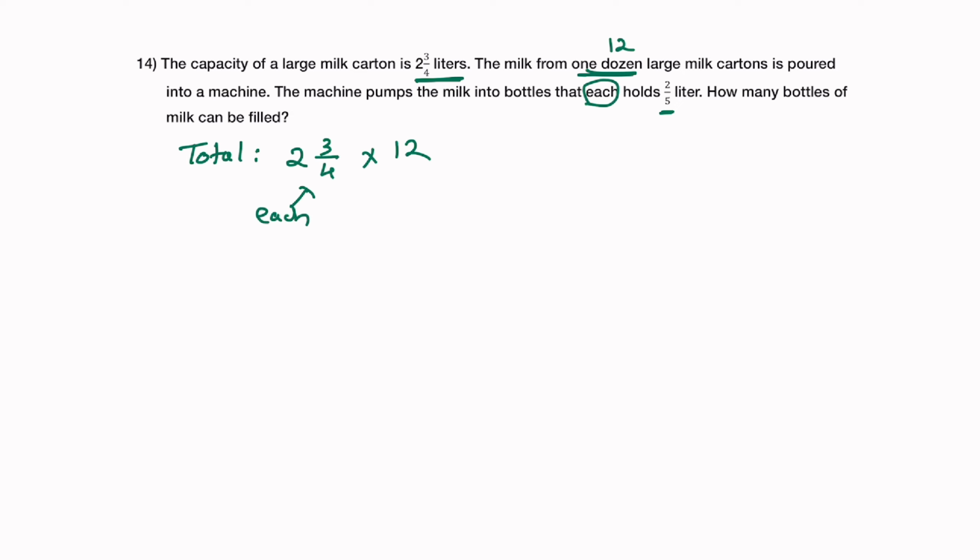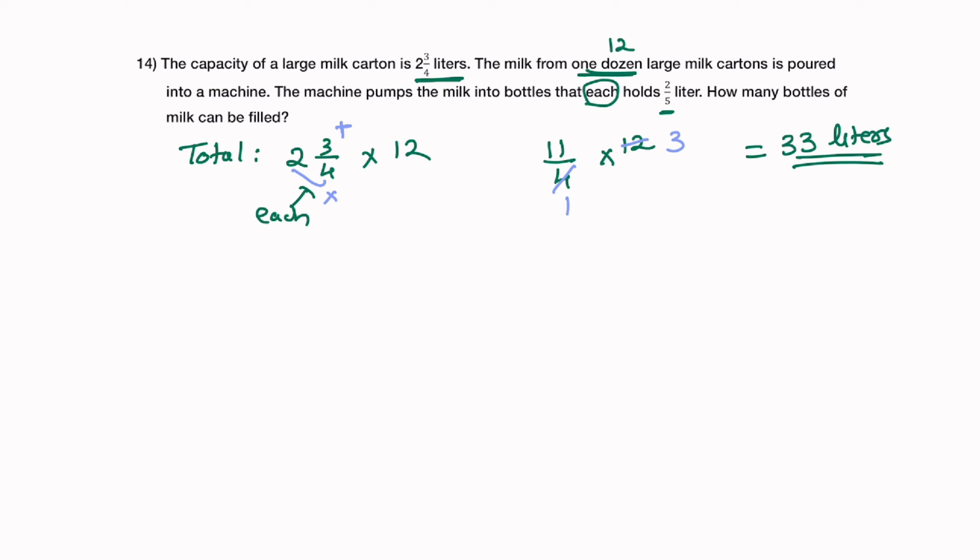Let's do it mentally. 2 times 4 is 8. 8 plus 3 is 11. So that's 11 upon 4 times 12. 4 times 1, 4 times 3. So that is 33. 11 times 3, right? So that's 33 liters of milk in all.